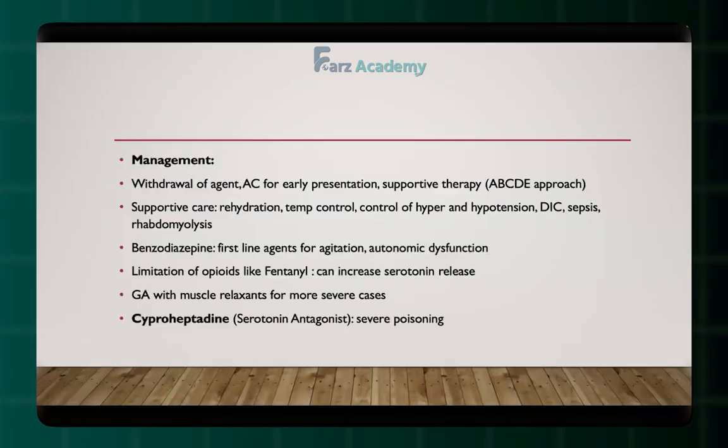And how do you manage them? Firstly, obviously withdraw the agent, activated charcoal for early presentation and supportive therapy in an ABCDE manner. Supportive care like rehydration, temperature control, control of hyper and hypotension, DIC, sepsis, and rhabdomyolysis. And benzodiazepine is the first line of agents for agitation, autonomic dysfunction.